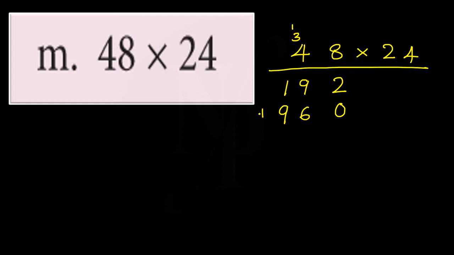Now we add these two products. So 2 plus 0 is 2. 9 plus 6 is 15. 1 is carried forward. 1 plus 1 is 2. 2 plus 9 is 11. That is 1152. 1152 is the product of 48 and 24.